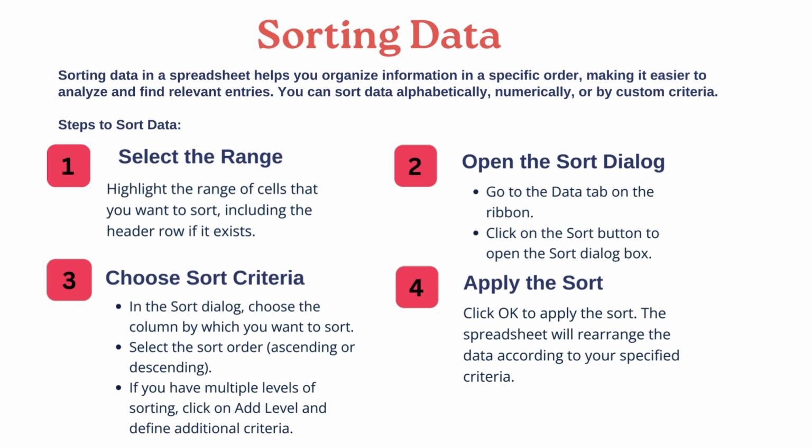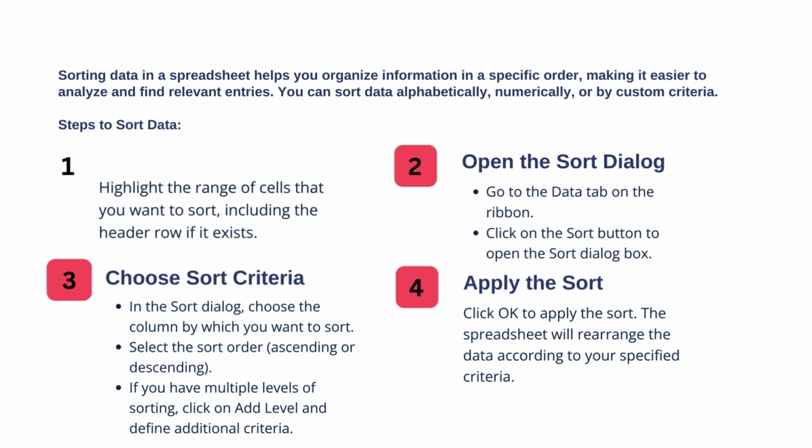If you have multiple levels of sorting, click on Add Level and define additional criteria. Apply the sort. Click OK to apply the sort. The spreadsheet will rearrange the data according to your specified criteria.